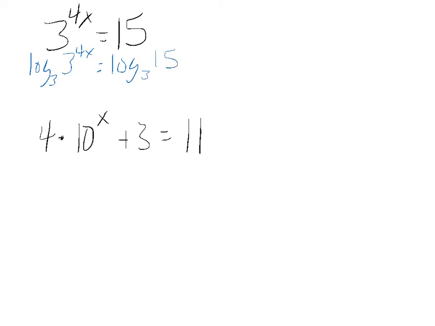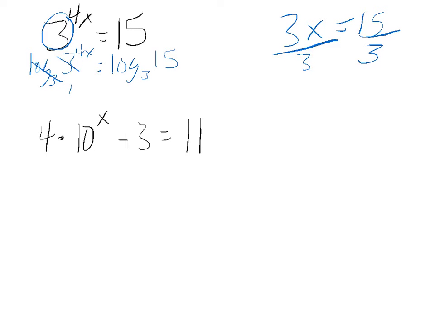Just like if I had 3x equals 15, what would you do? Well, you divide by 3 on both sides. Why? Because that's the inverse of multiplication. Well, here, the inverse of an exponentiation is a log with the same base. So what happens? Those cancel. So 4x equals log base 3 of 15.